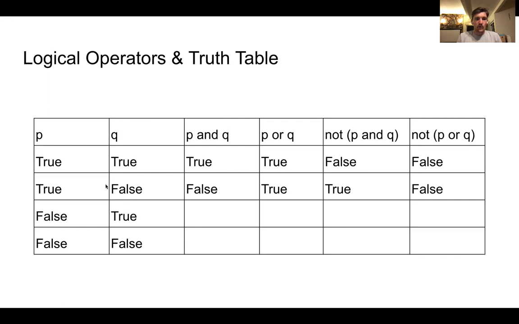So in this case, one of them is false. So P and Q, true and false, is false. P or Q, true or false, well, one of them is true, so it's true. And then the nots are just the reverses. Not false is true, and not true is false.